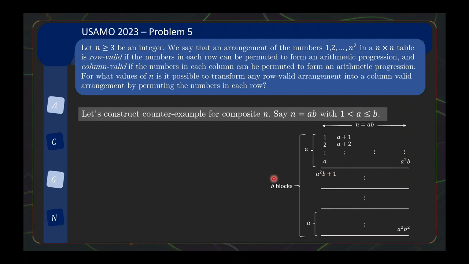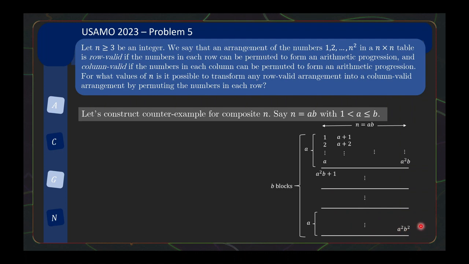So this is the formal proof of the composite case. The construction is as follows. Basically, we write n as AB, right? We break n here into B blocks of A rows each. And then we write the numbers in increasing order column-wise for each block. Then we start with the next block and do the same, and so on until the last block, then we get n squared over here.